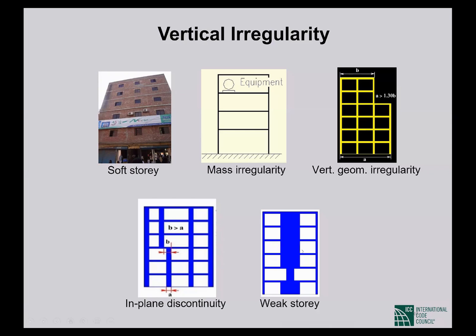So these are examples of vertical irregularity. So we have to be very careful about these irregularities. The most common type of irregularity that we find in Bangladesh is the soft story. So we have to be very careful about that.